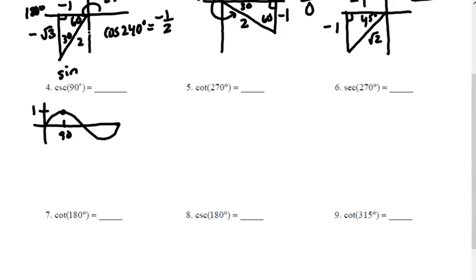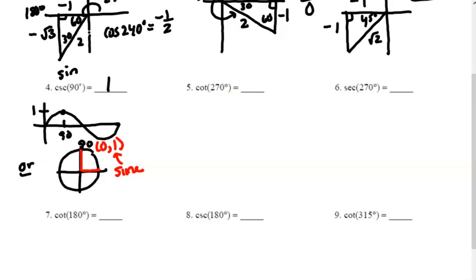I could also think of the unit circle. That would be my other strategy. So I can think of my unit circle at 90 degrees. That's the highest value. 90 degrees has the coordinates (0, 1), and I know that sine is the y-coordinate. So what's the reciprocal of 1? The reciprocal of 1 is 1. So the answer here is 1.